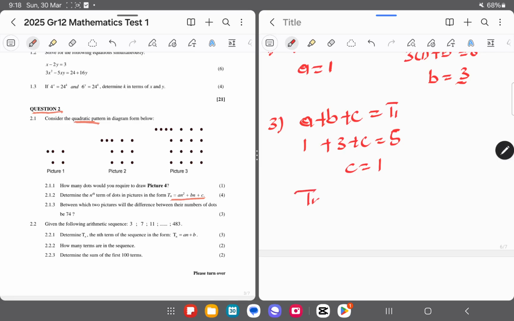Therefore Tn should be in the form an squared plus bn plus c. And then A is 1, therefore this is still n squared. B is 3, so plus 3n, and C is plus 1. So that's your Tn: n squared plus 3n plus 1.